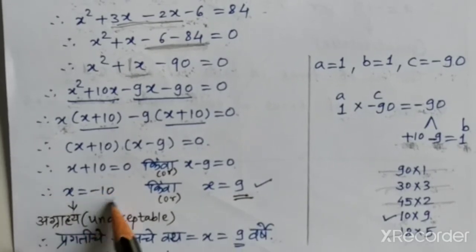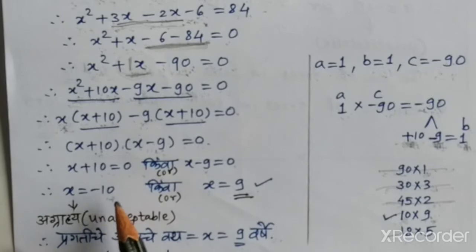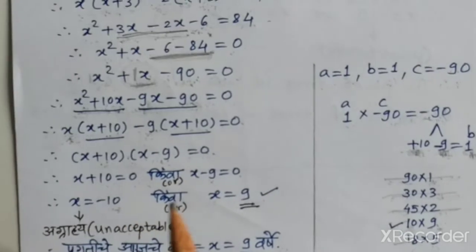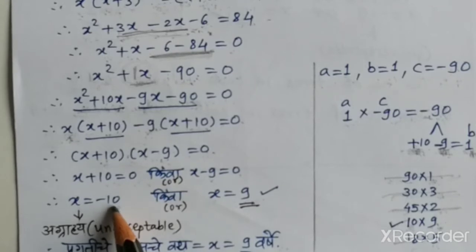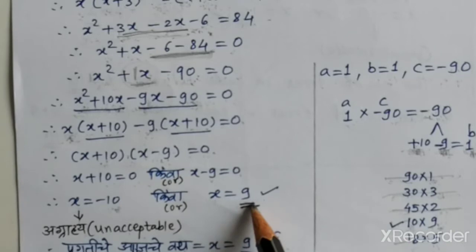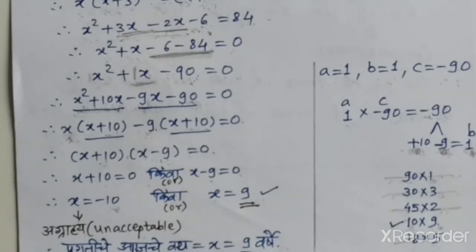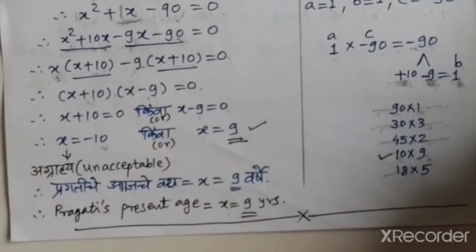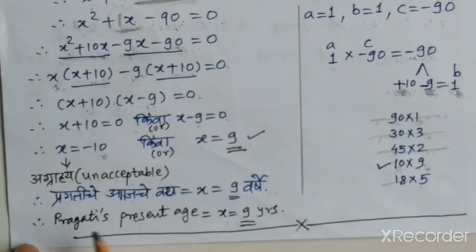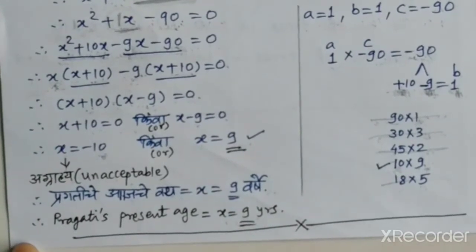But here the value of x is minus 10, so this is unacceptable, because in the example x means the age of Pragati, and age can never be negative. Hence this value is not accepted. So the accurate value of x is 9. So Pragati's present age is x, which is 9 years. So this is the final answer.